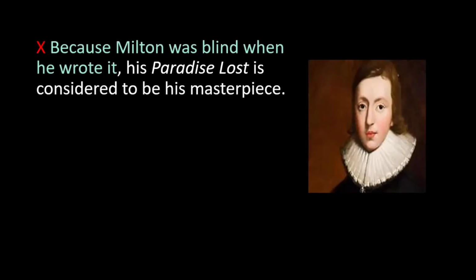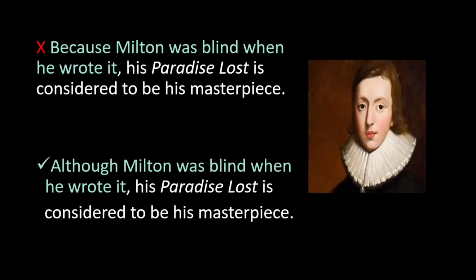Look at this example. Because Milton was blind when he wrote it, his Paradise Lost is considered to be his masterpiece. Really? Is it because he was blind when he wrote it that Paradise Lost was considered as a masterpiece? So that sentence doesn't give the intended meaning. It has to be stated this way: Although Milton was blind when he wrote it, his Paradise Lost is considered to be his masterpiece. So the right subordinating conjunction is although, not because.